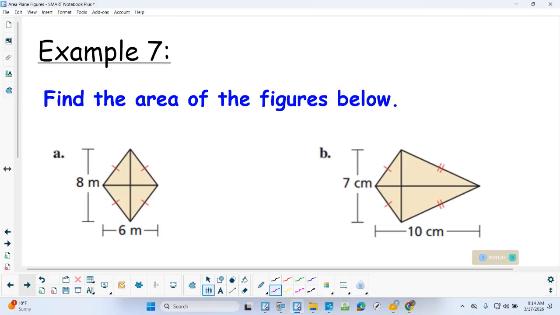All right, let's do some of these. So, of course, we've got a rhombus here in our first picture, 4 congruent sides, no right angles. Doesn't matter, same formula. We're going to multiply our diagonals, and it doesn't matter if you do the 8 or the 6 first. The order you multiply in doesn't matter, and, of course, over 2.